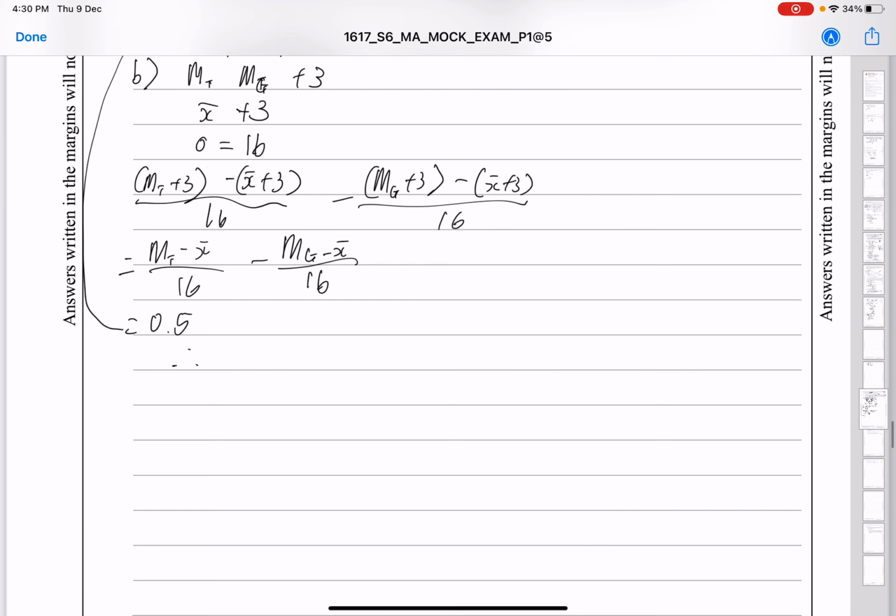So, the standard score difference is unchanged. George's claim is incorrect.